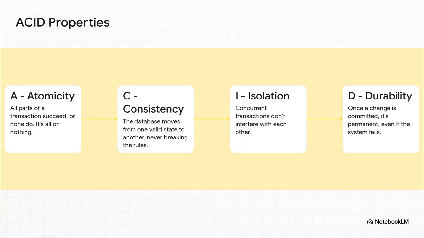So they ask about ACID properties to see if you can be trusted with critical data. It's a 4-part guarantee. First, atomicity means the whole transaction succeeds or none of it does. It's all or nothing. Consistency makes sure the data is always in a valid state. Isolation prevents a bunch of transactions from interfering with each other. And finally, durability guarantees that once a change is saved, it's going to survive any system crash.